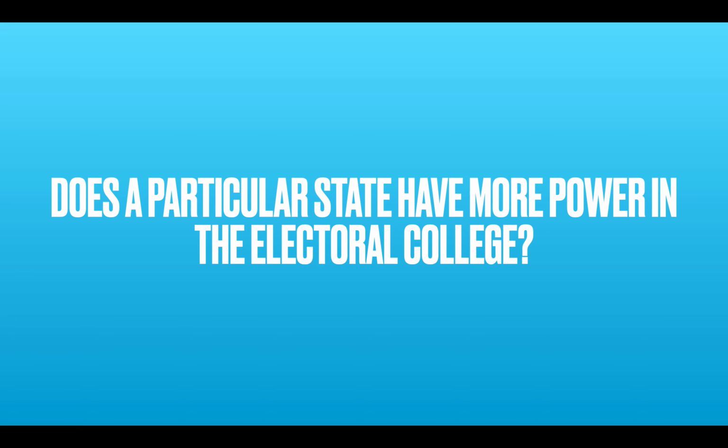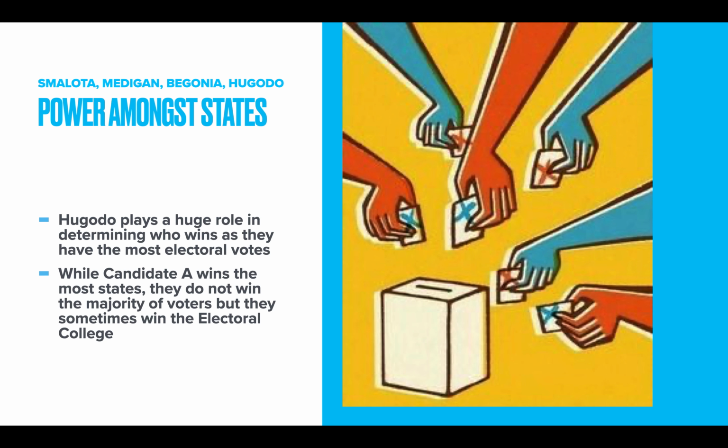So, does a particular state have more power in the Electoral College? The short answer is yes. Hugoto has many more electoral votes than any other state by a lot, especially when electoral votes were based solely on population and no additional votes were added. When that was the case, Hugoto determined who won the election. Candidate A wins the most states, but they do not win the popular vote. But they occasionally win the Electoral College. They only win the Electoral College, though, when electoral votes are based on population and additional votes were added.